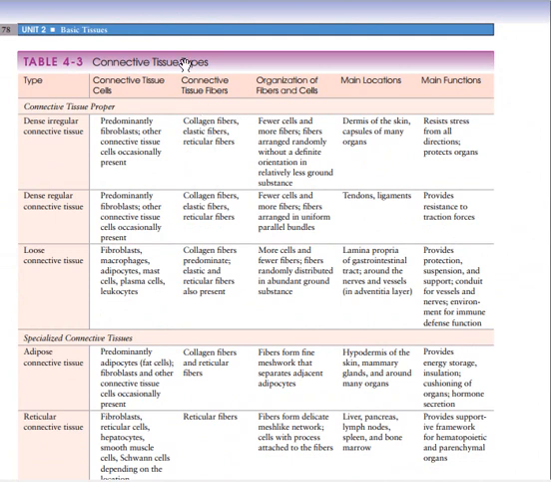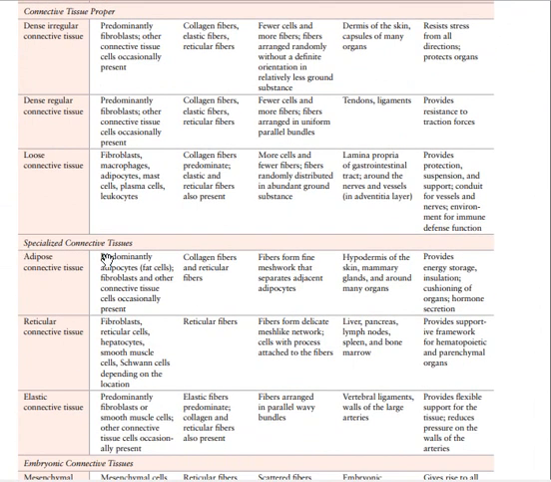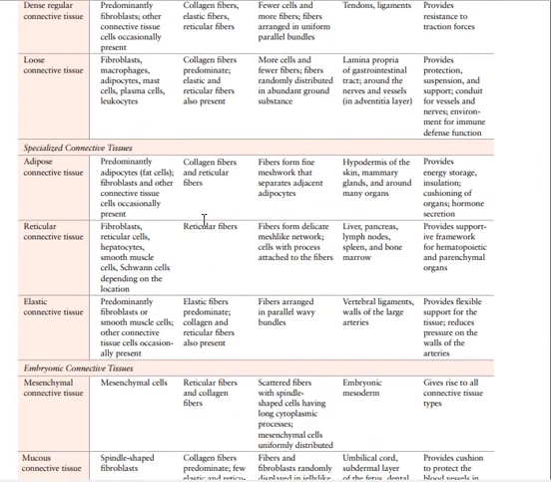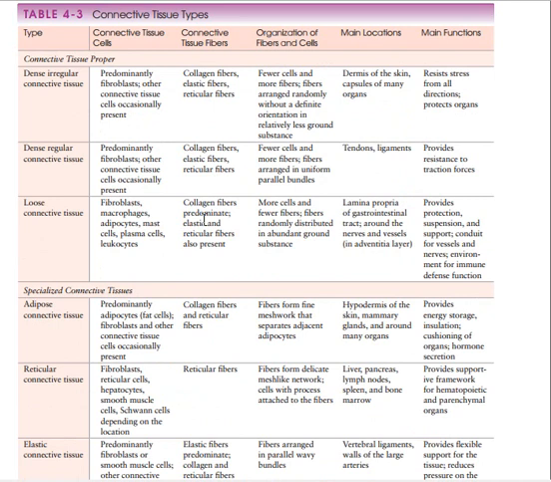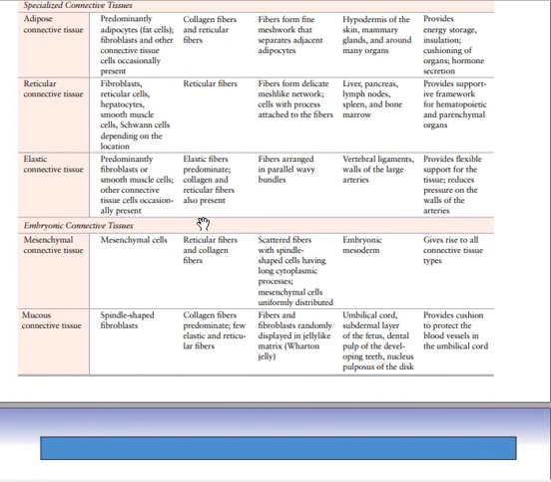This is the summary of all the connective tissue. Generally, connective tissue is divided into connective tissue proper and specialized connective tissue. In order for you to know the specific findings, you have the connective tissue cell, connective tissue fiber, organization of the fiber, main location, and main function. You can read through all these elements in order to visualize their function and the specific location of each connective tissue. So pause now and read all the elements of each connective tissue.